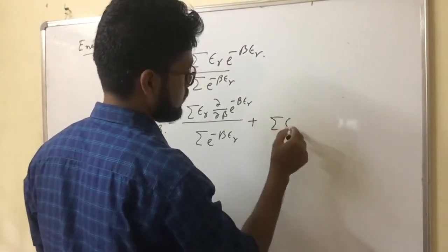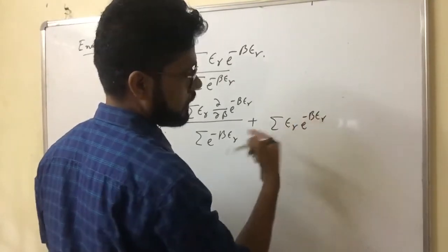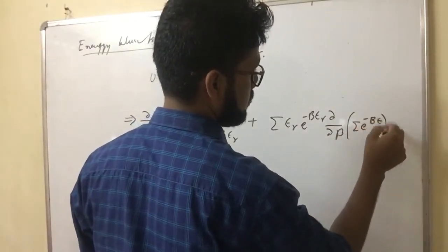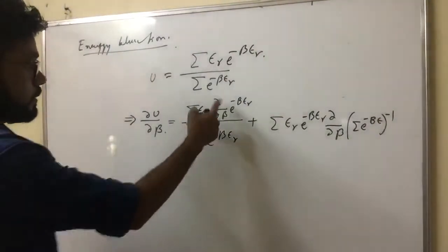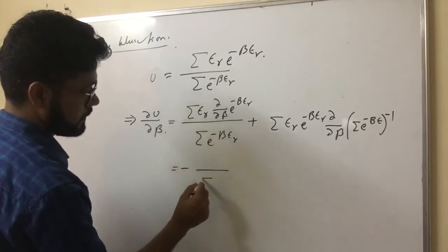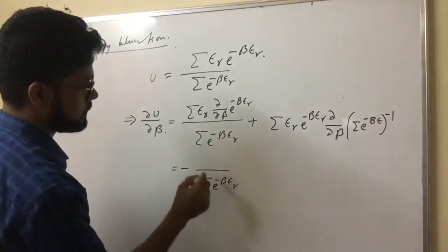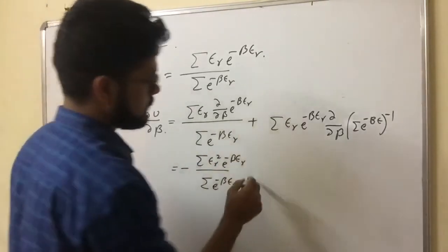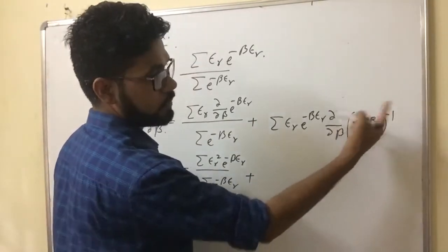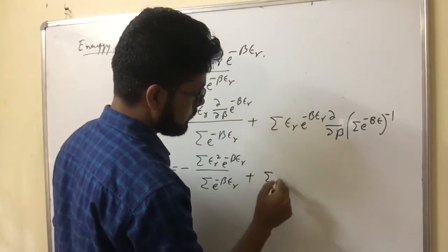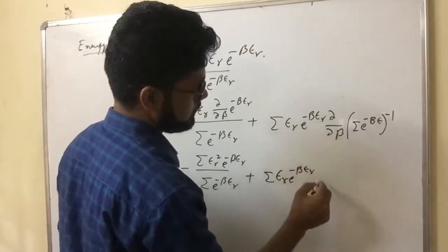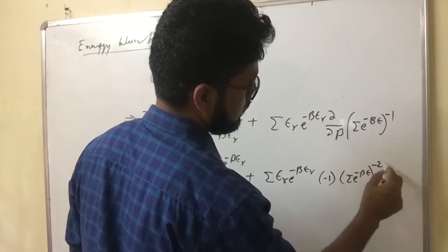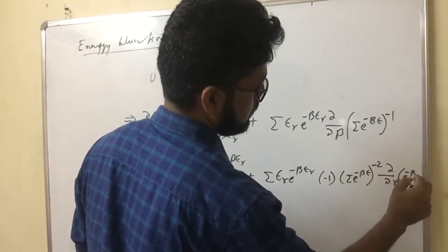Next term, I will do the second. ER is also constant. E to the power minus beta ER will come out, the derivative of Z e to the power minus beta ER to the power minus 1. So it will give the sum of e to the power minus beta ER and ER square e to the power minus beta ER, the first term. The second term will give ER e to the power minus beta ER, minus 1, then Z e to the power minus beta ER, minus 2, then del beta by e to the power minus beta ER. Is it okay?